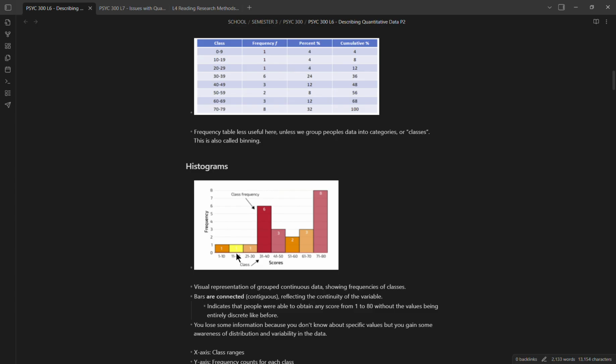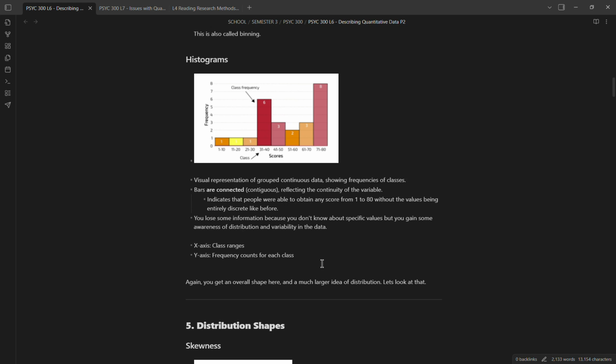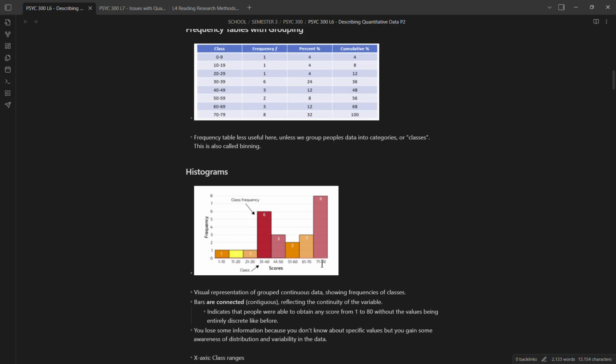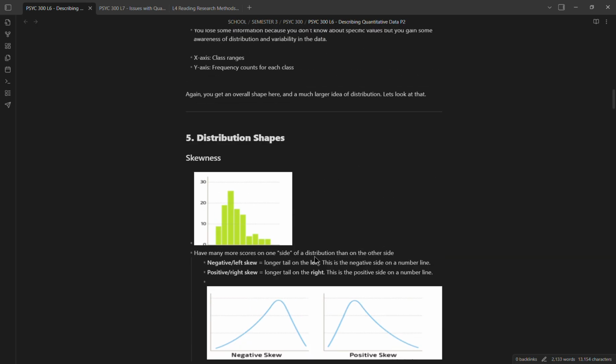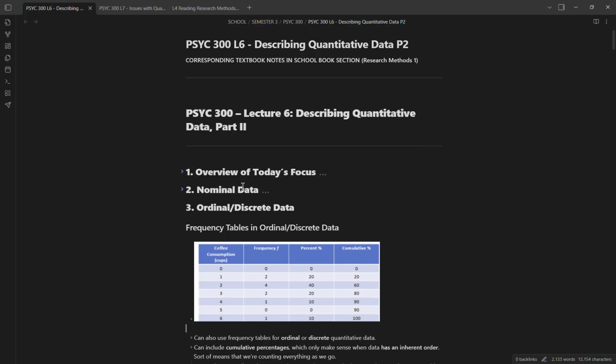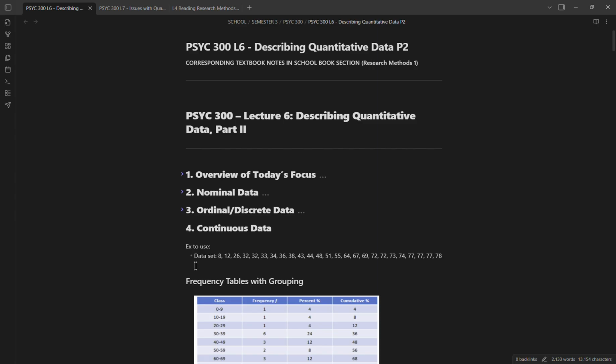Yeah, so we have our scores here. We have our frequency. We can see that it's all kind of classed through. So that's the benefit of histograms. You get an overall shape and a much larger idea of distribution. That's the benefit of histograms, right? Much larger idea of distribution. So when we look at distribution, let's look at distribution, right? So just to go through what we've gone through again, we went through our ordinal and discrete data, our nominal data, our continuous data, all in the context of frequency tables and kind of infographics and different methods of displaying its data.